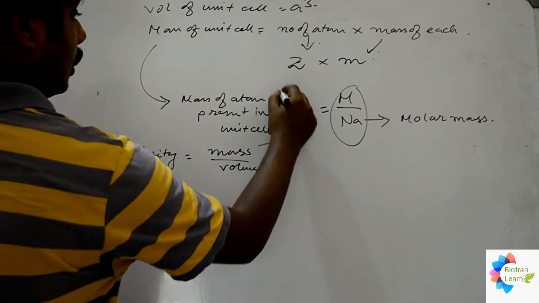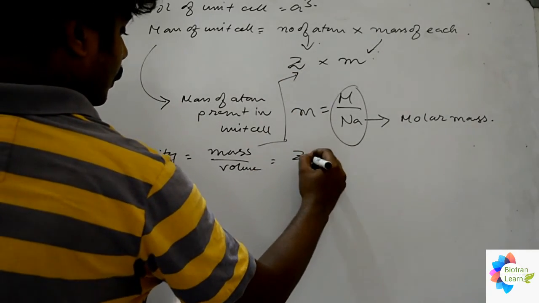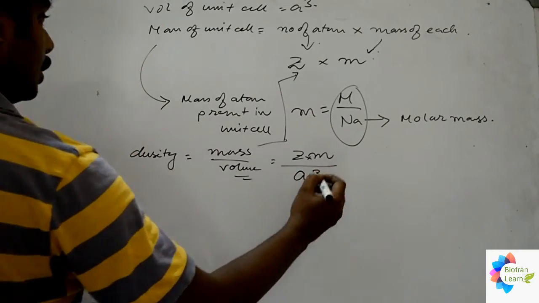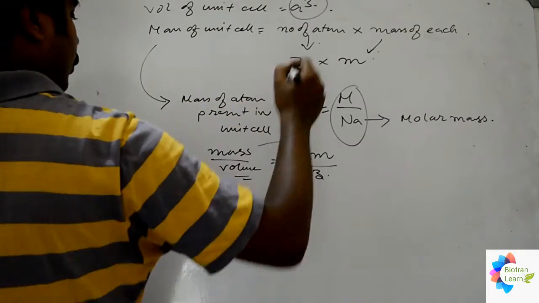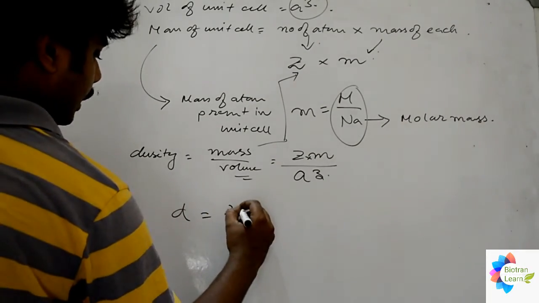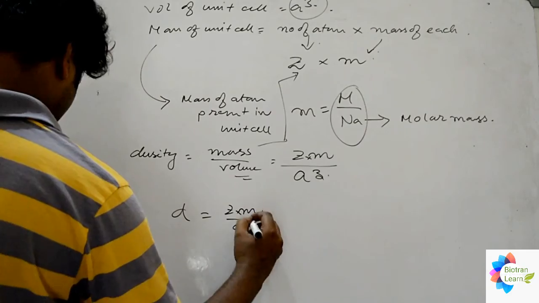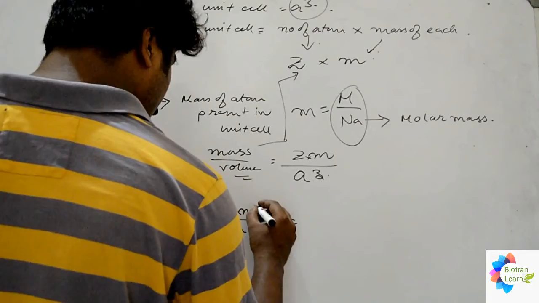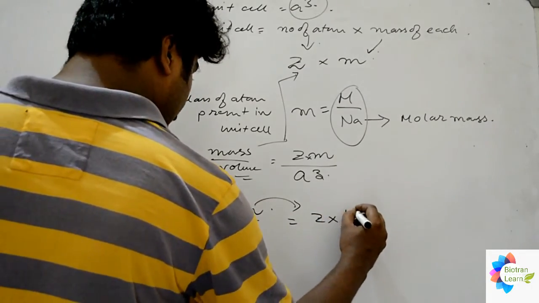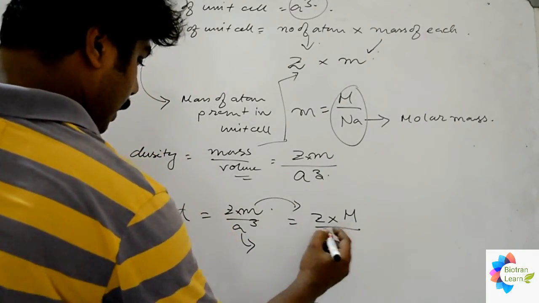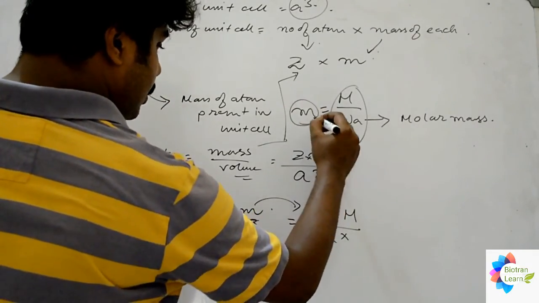Here how much was the mass? Z into m. And how much was the volume? In this case the volume was a cube, right? Hence, in this particular case we can write that d is equal to Zm by a cube, or we can modify this into molar mass, then Z into capital M by a cube into Na.